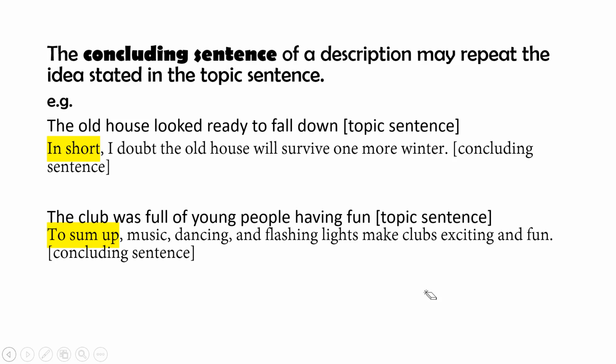In the second example, "The club was full of young people having fun" is the topic sentence. When it comes to the concluding sentence, it is "To sum up, music, dancing, and flashing lights make clubs exciting and fun." These two are almost the same in meaning, but they use different words. In the concluding sentence, the phrases that are frequently used are like in short, to sum up, all in all, in conclusion, and so on.